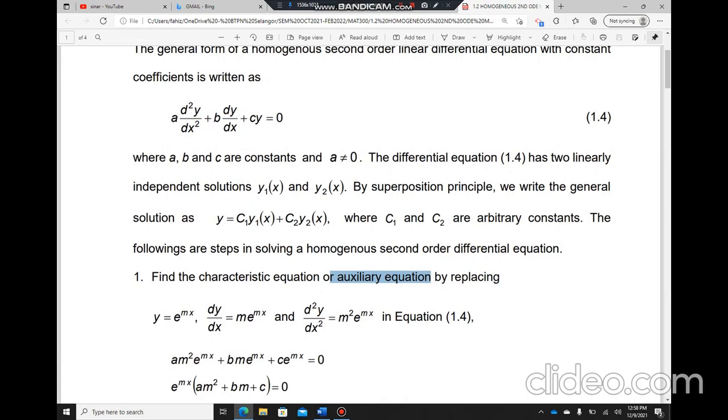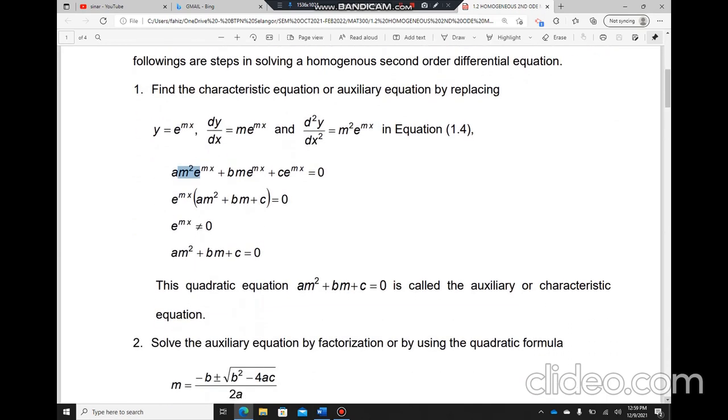Sebab kita gantikan tempat y, ni kita gantikan dengan e^(mx). So kat sini lah kita gantikan y, yang ni e^(mx), and then untuk dy dx kita gantikan dengan m e^(mx), this one. Okay, then untuk d square y dx square, kita gantikan dengan m square ni kan. Okay, then you factorize. Okay, factorize e^(mx) (a m square plus b m plus c) equals to 0.